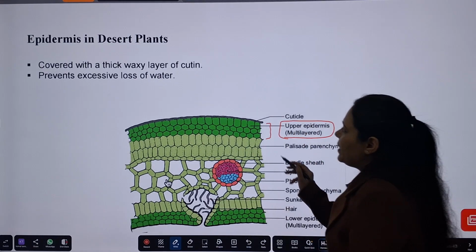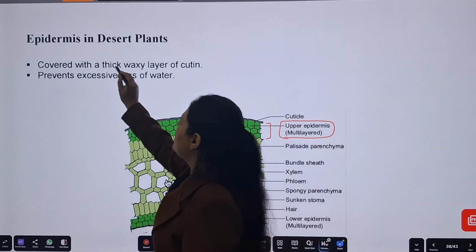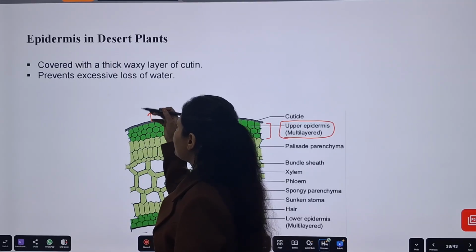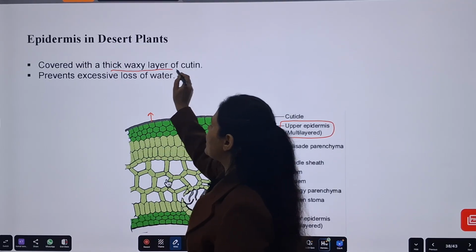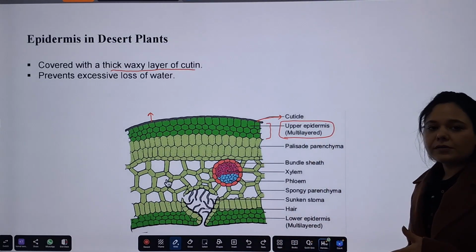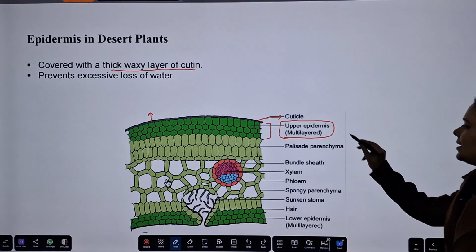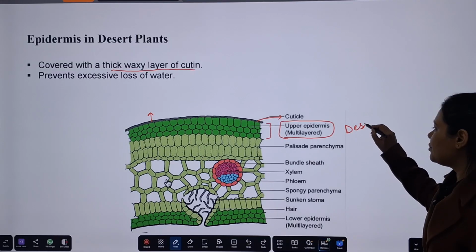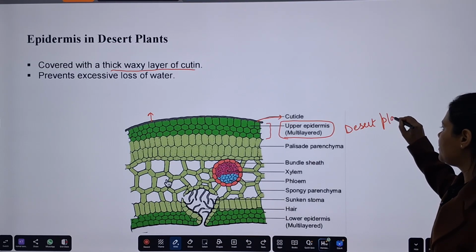Also, the epidermal cells secrete over their surface, so they are covered with a thick waxy layer of cutin, which we call cuticle, to prevent water loss. So multi-layered epidermis is present in the case of desert plants.